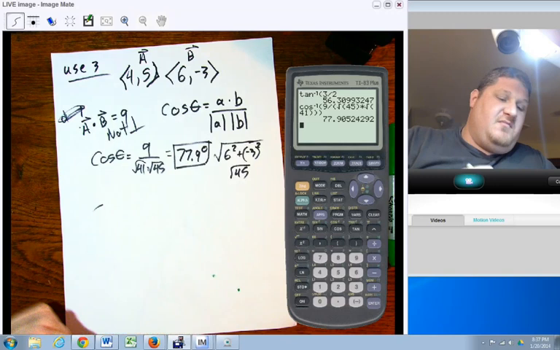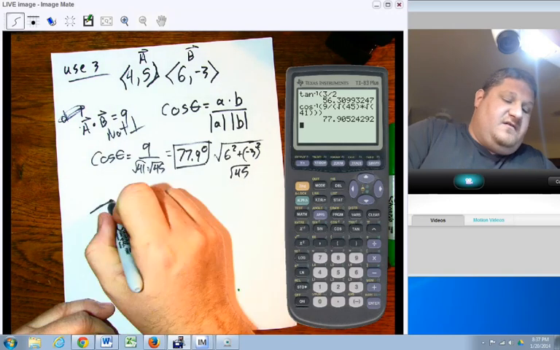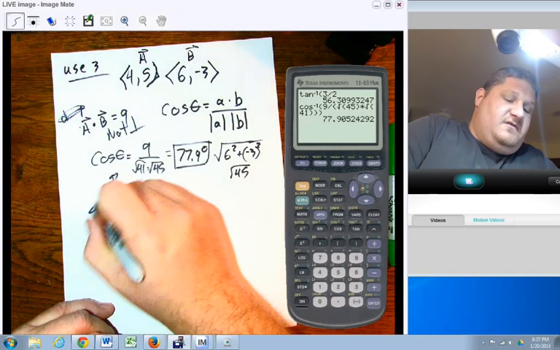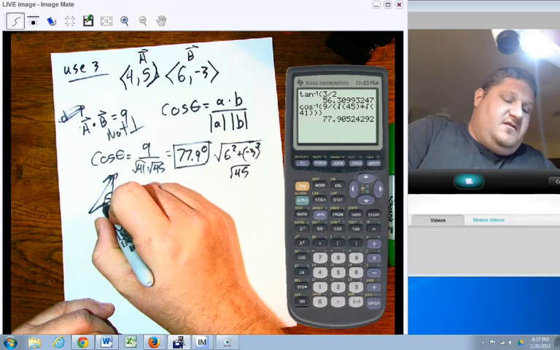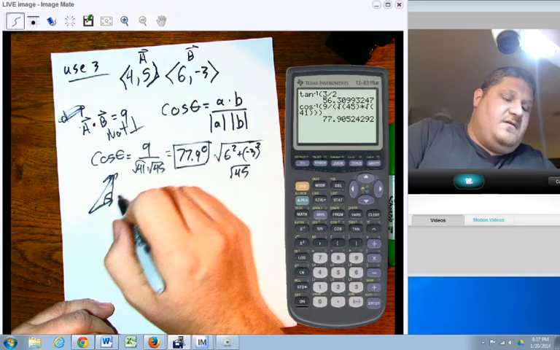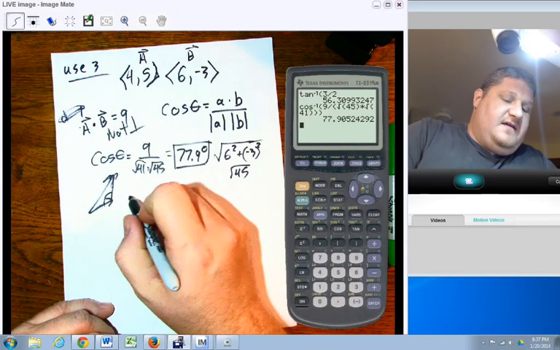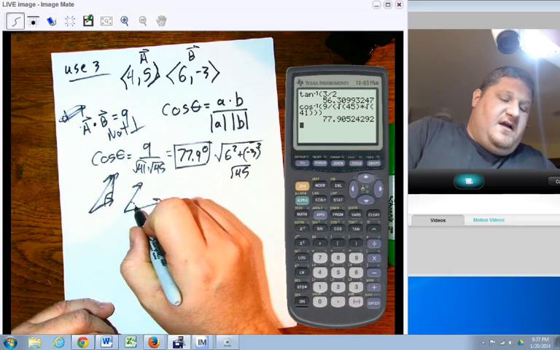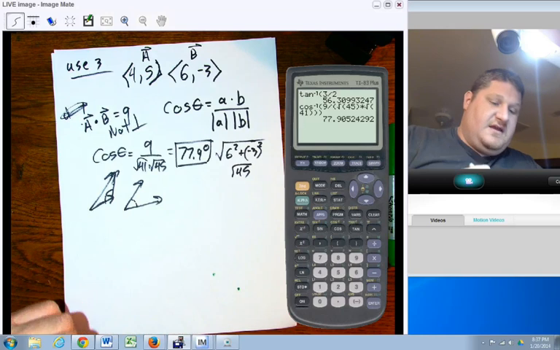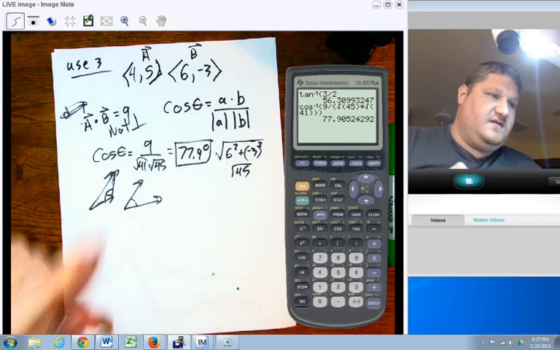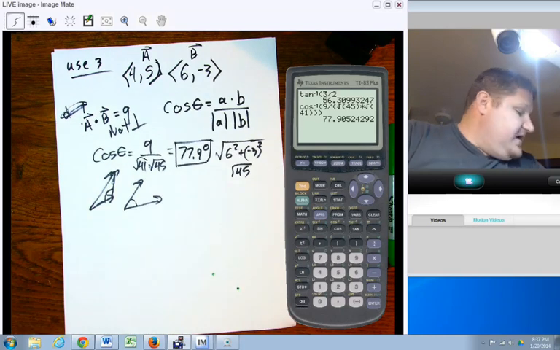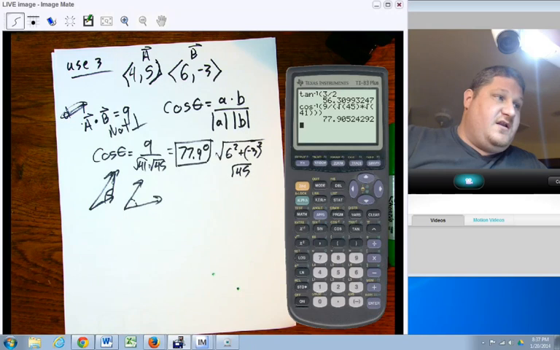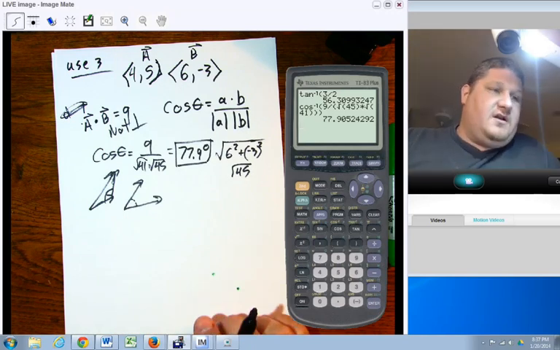Now, if you remember back when we had to put the vectors head to tail, find the resultant, get the angle in between the two vectors, well, that was when we were putting them head to tail. In this case, the angle happens to be when they are tail to tail. So we do need to be careful of the distinction between the two. So we have yet another use for dot products. We have one more to go.